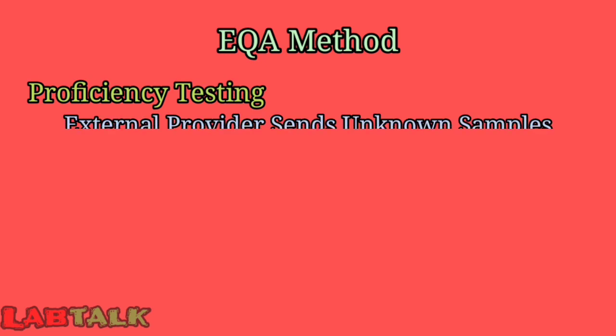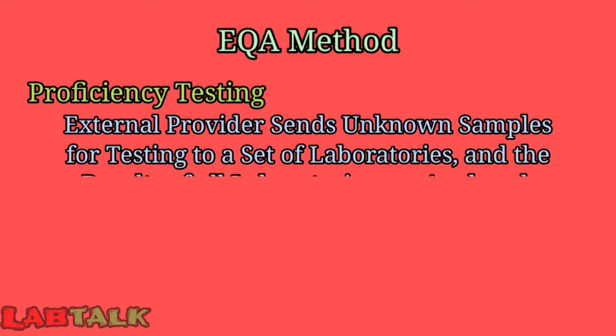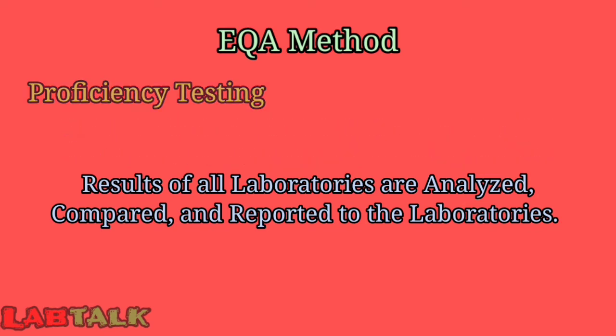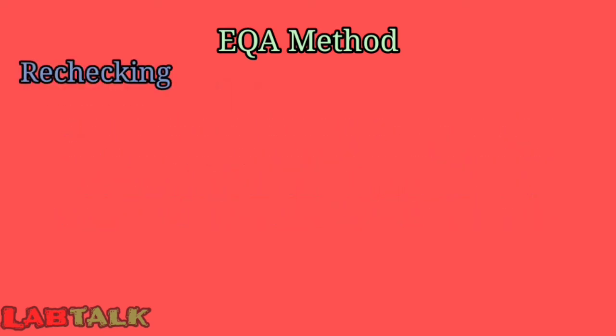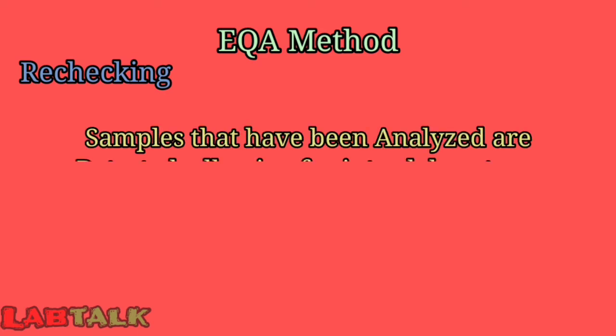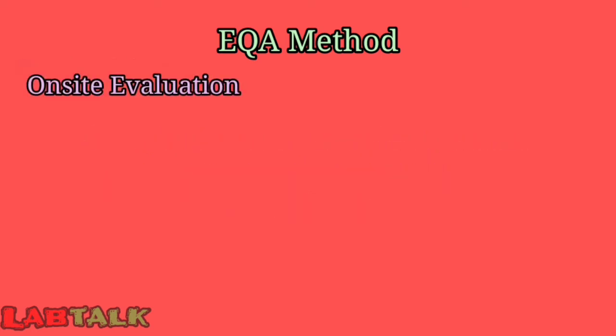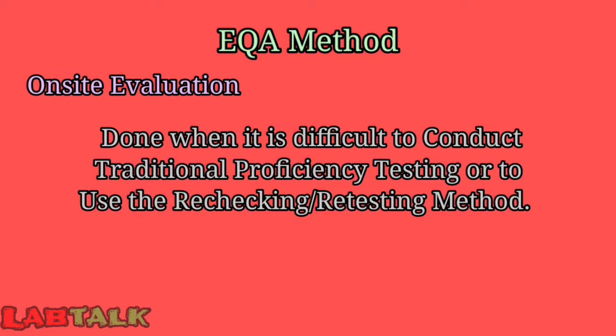It includes proficiency testing, in which an external provider sends unknown samples for testing to a set of laboratories, and the results of all laboratories are analyzed, compared and reported to the laboratories. The second is rechecking or retesting. Samples that have been analyzed are retested, allowing for inter-laboratory comparison. The third one is on-site evaluation. This is done when it is difficult to conduct traditional proficiency testing or to use the rechecking retesting method.